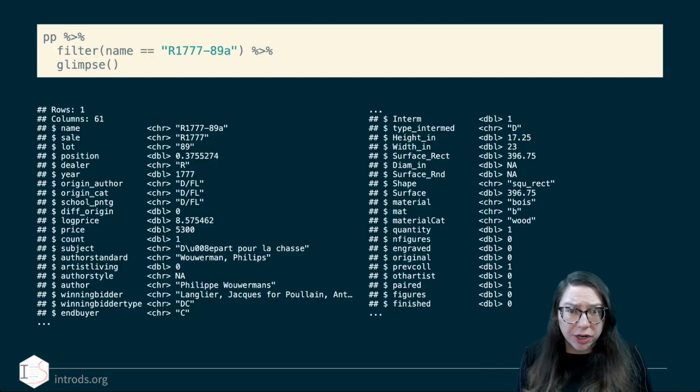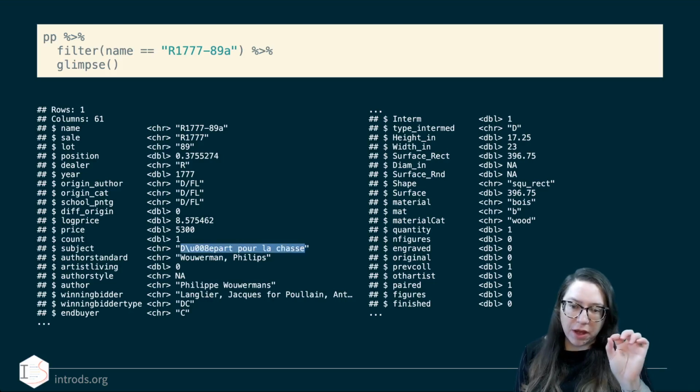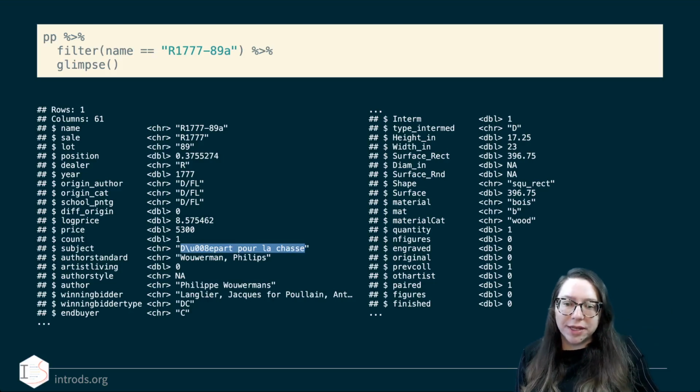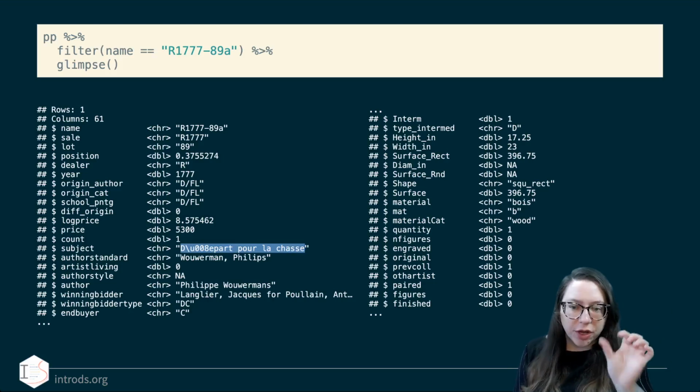We can take another look at that same data set. So here I've read in the data, and we can see that we have 61 columns worth of information. We can see the name of the painting here. Because the E had an accent on it, that doesn't necessarily get read in as easily, so we're seeing the Unicode character for that as well. But we can see other information about it.